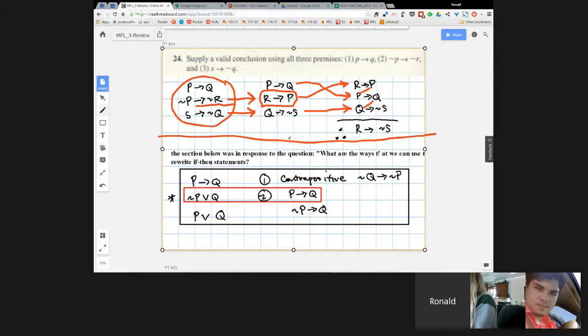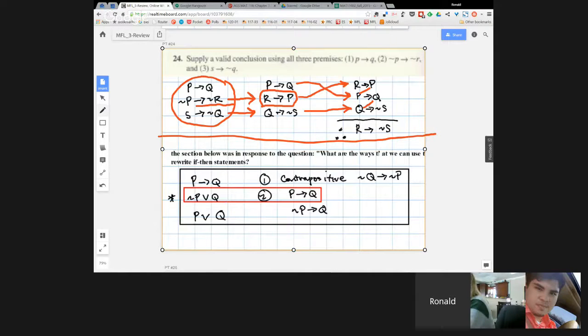Now down below, so that's the end of my advice for number 24, but down below the red line, I've got some other things for you to remember in the box. We've already used this one. You can take any if-then statement and rewrite it using a contrapositive. We did that twice up at the top.